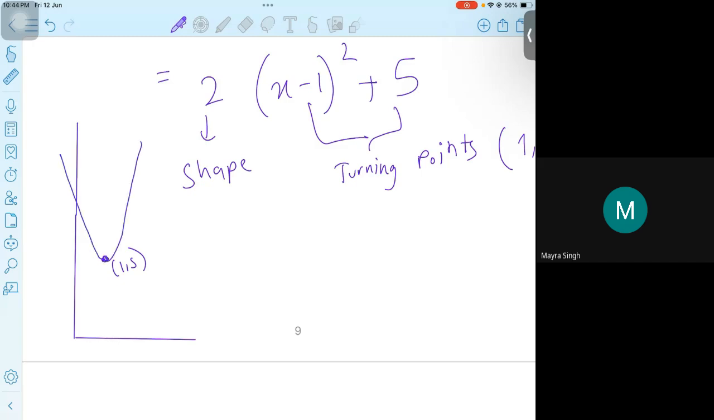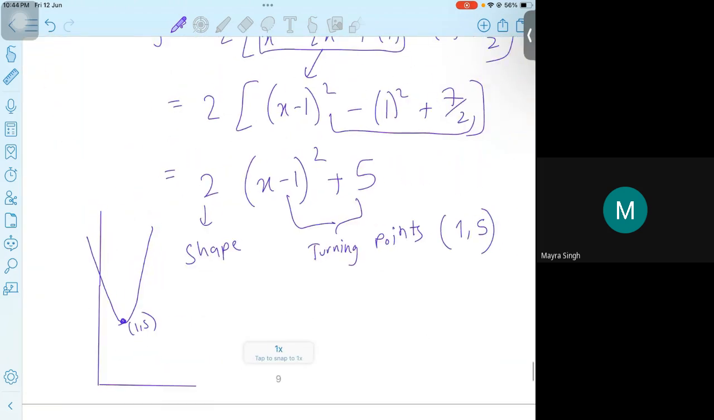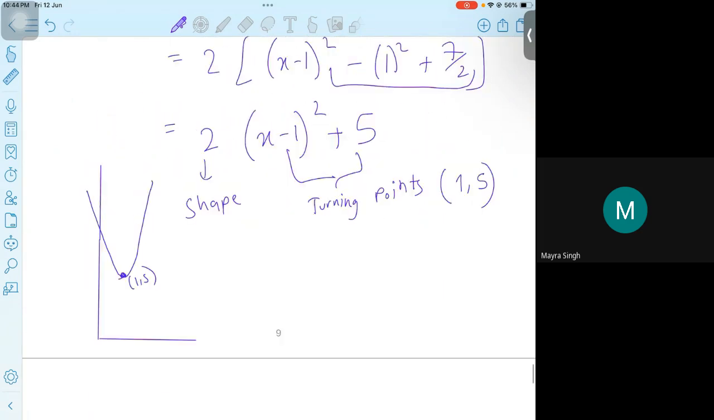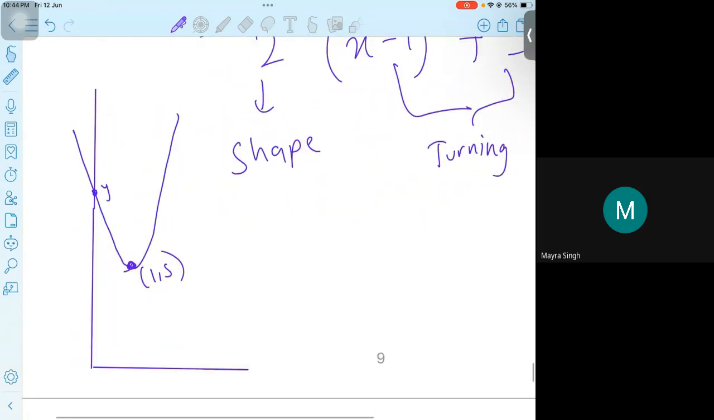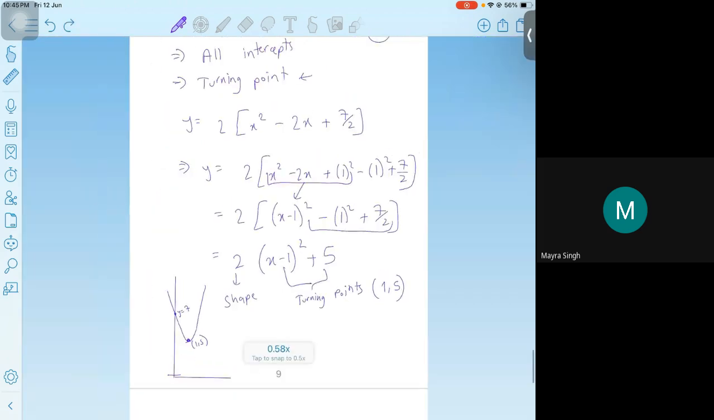Okay, but this is the turning point, and the y-intercept is not given, but, oh, I think it's given. The y-intercept was given from this part, plus 7. So this part is y equals 7, and as you can see, there's no x-intercept because this graph never touches the x-axis. Since it never touches the x-axis, there's no x-intercept in this question. Any questions? Can we move on? Thank you so much.